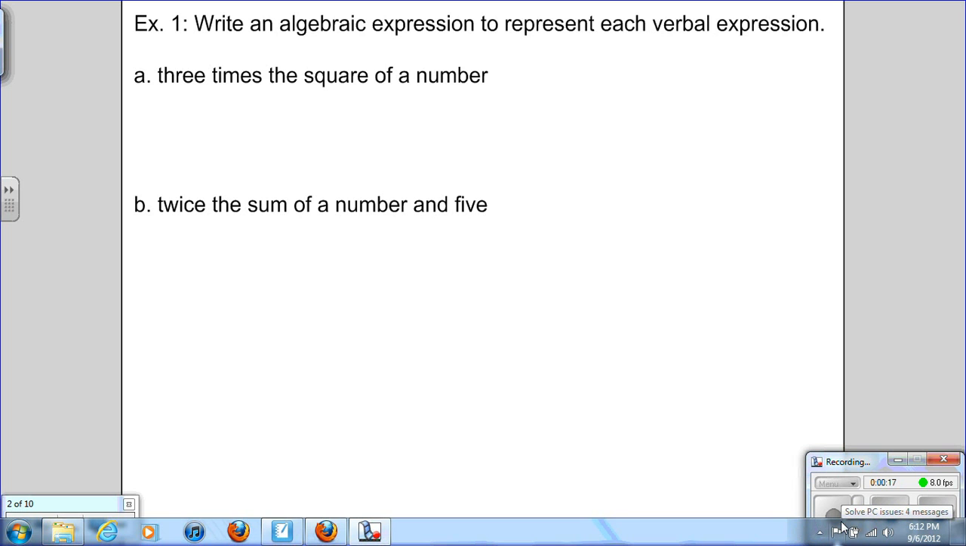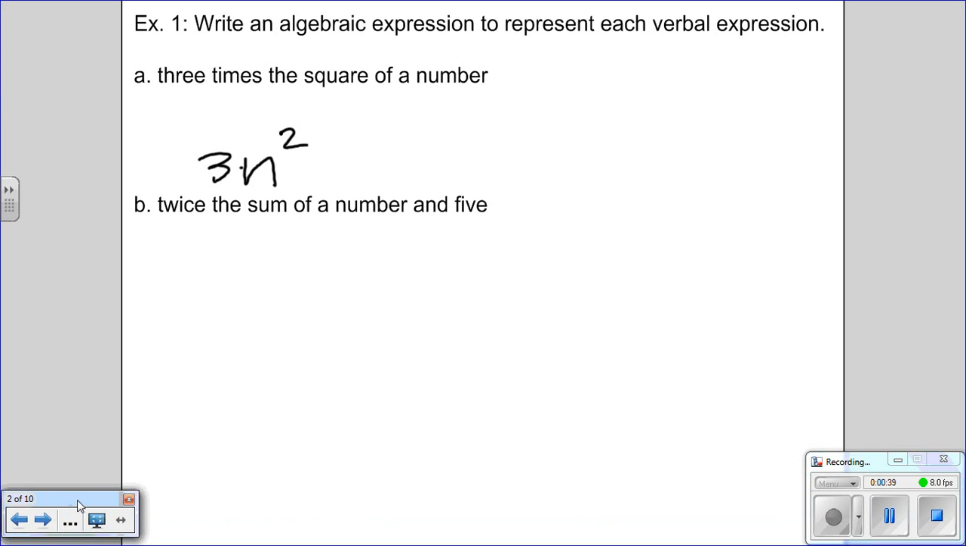3 times the square of a number. Well, we're going to start with 3. We're not sure what that number is, so we need to pick a variable to use. I'm going to choose n, and we know that it's squared. So 3 times n squared. There we go.